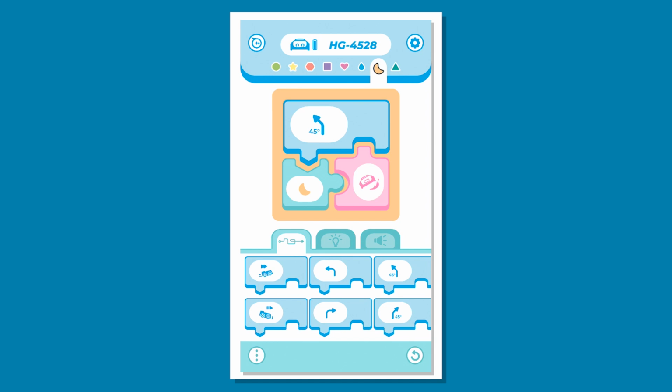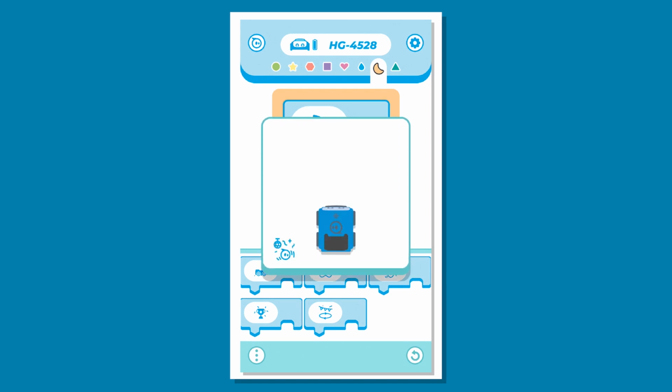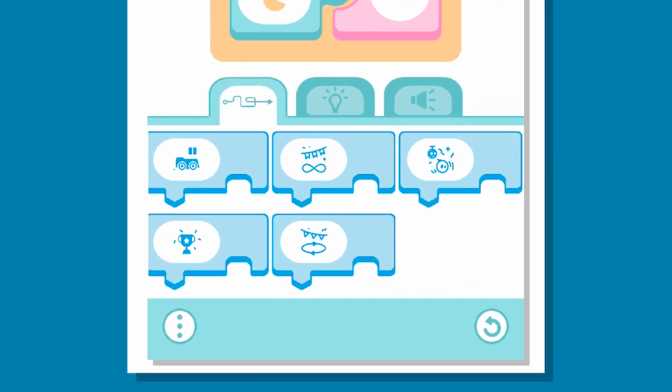I am going to change the movement to a little dance by tapping on the movement tab, scrolling through and checking to see which movement does what. I want this wiggle one, so I'm going to drag it up into my programming board to replace the puzzle piece. Now let's change the colour LEDs.